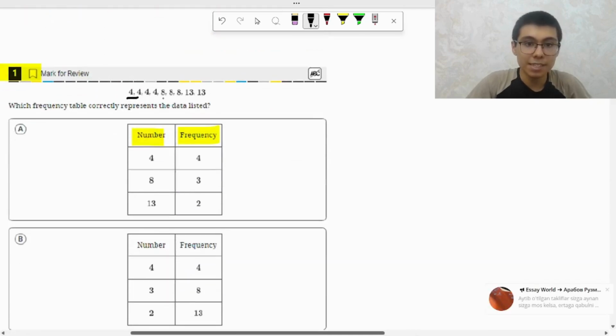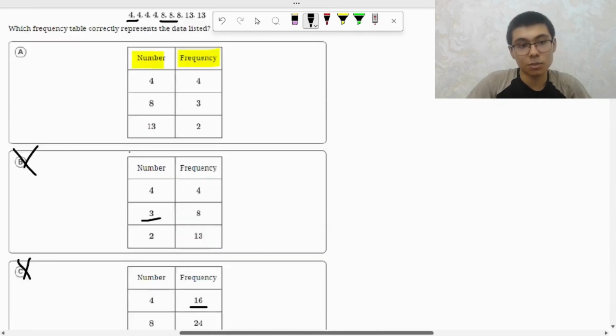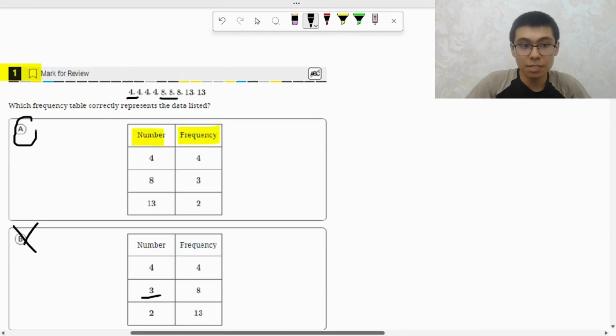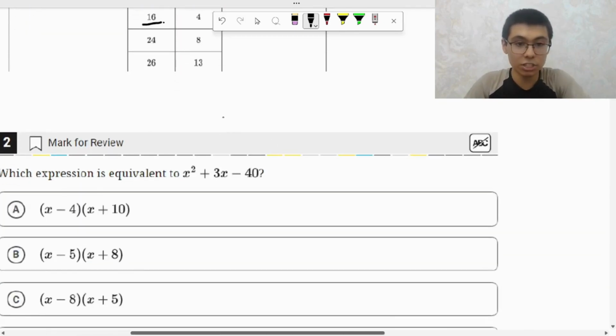So the next number that we have is 8. And there are 3 of these. And B is incorrect. Why? Because we don't have a number 3. So B is incorrect. And the only choice that is correct is A. Let's move on to question number 2.